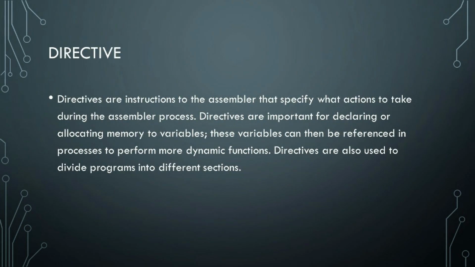Directive. Directives are instructions to the assembler that specify what action to take during the assembly process. Directives are important for declaring or allocating memory to variables. These variables can be referenced in a process to perform more dynamic functions. Directives are also used to divide programs into different sections.